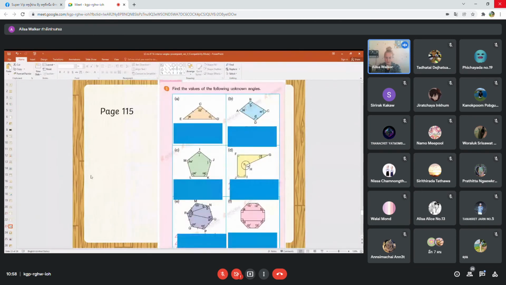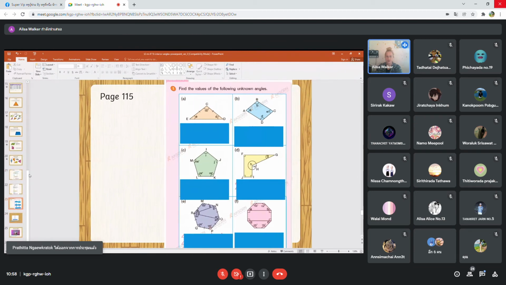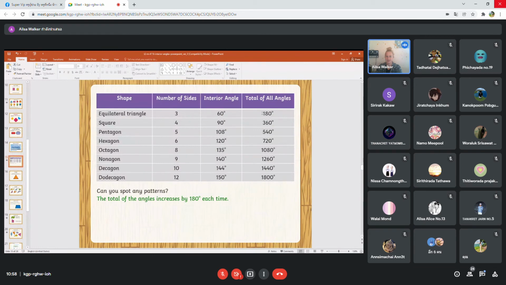So we've looked at some different shapes. Okay, I'd like us to try now page 115. It wants you to find the values of the unknown angles. Okay. So let's have a look. Can you find page 115? Okay, the first one we'll do together. We know in a triangle, all the angles add to make 180.